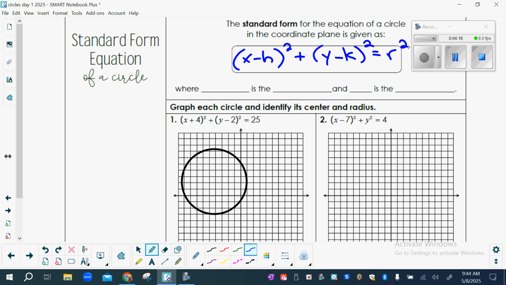A circle has 2 parts to it. It has the center. So imagine you took your little puppy and you didn't want him to run away, so you put him on a chain and you pound a stake in the ground.